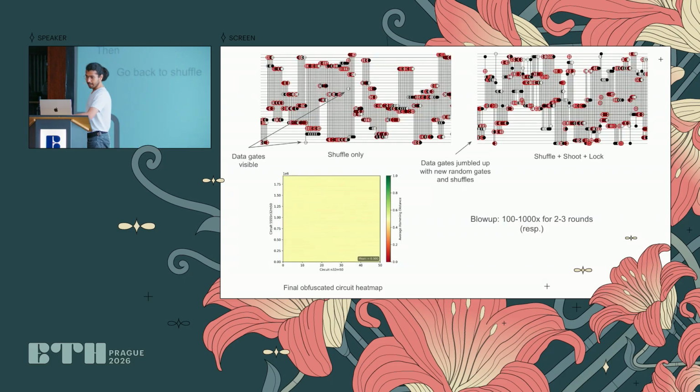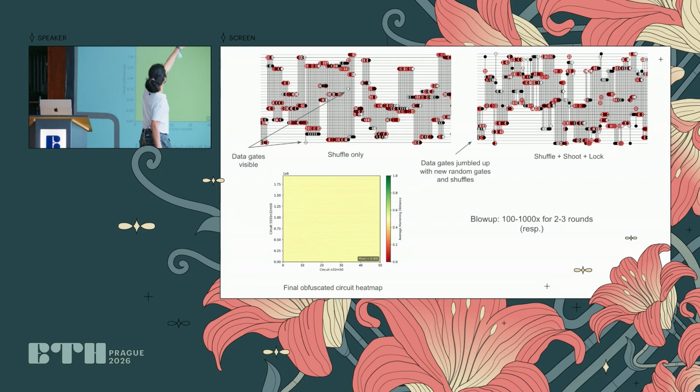Okay. Now, I'll show you some fancy graphs. Now, this is what a reversible circuit looks like. You can think of the vertical lines as the gates, the horizontal lines as the wires. Each gate, I can describe what the gate is later. If you only do shuffle, this is what the circuit looks like. You can see big chunks here. And you can see the data lines. What are data lines? Data lines are the original wires, original gates in the original circuit.